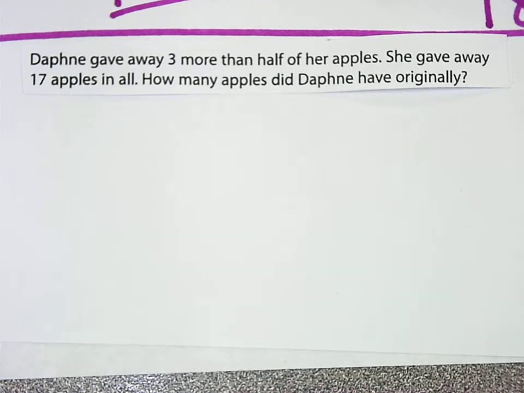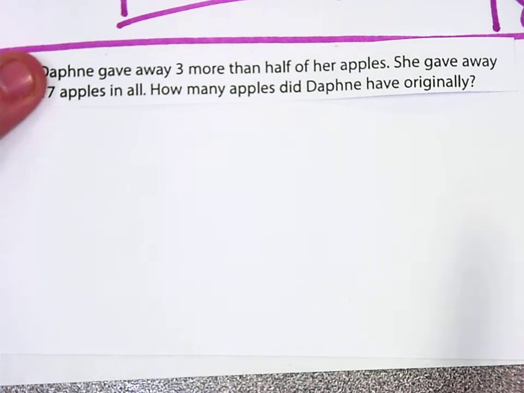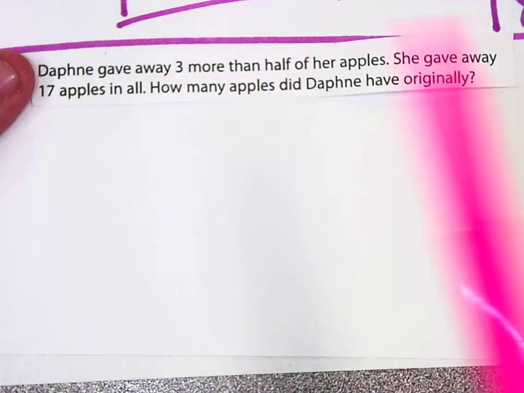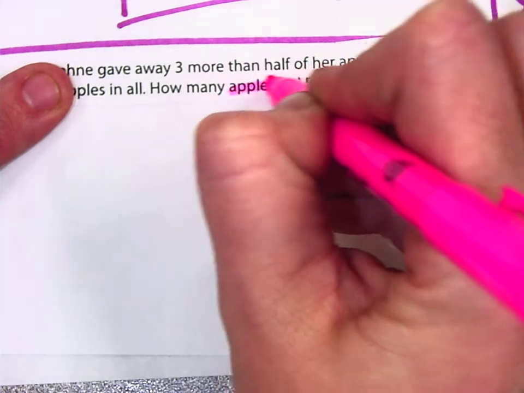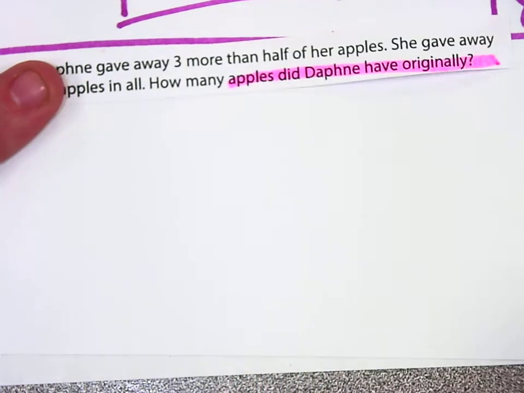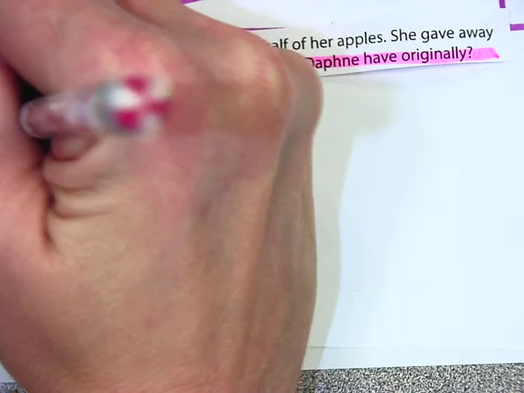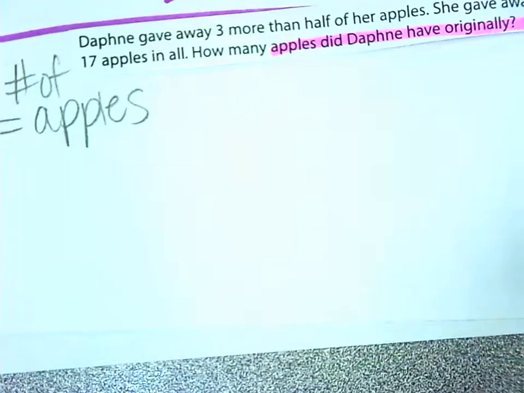So what I like to do with these problems is I like to get a highlighter or a pencil or something, that way I can highlight and circle, because I want to identify everything that I can use in the problem. The first thing that I like to identify is what I don't know. I'm going to read it again. Daphne gave away three more than half of her apples. She gave away 17 apples in all. How many apples did Daphne have originally? So I don't know how many she started with. So that is my X. So my X equals the number of apples that I started with.